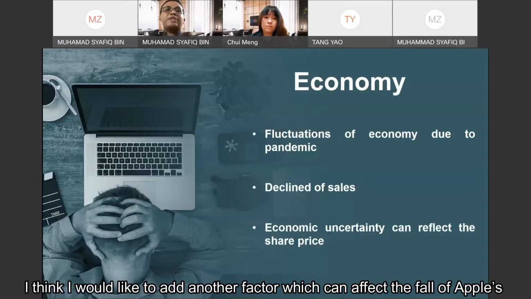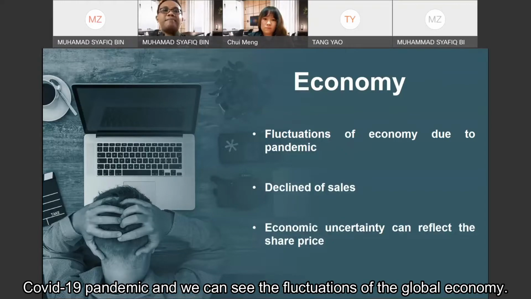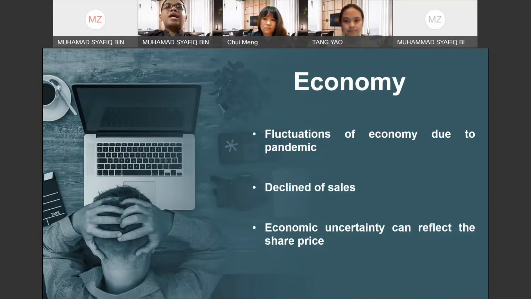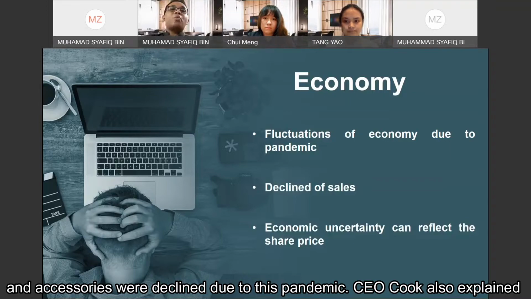I would like to add another factor which can affect the fall of Apple's share price, which is the economy. As we know, currently we are facing the COVID-19 pandemic, and we can see the fluctuation of the global economy. CFO Luca Maestri also stated in the case that the sale of Apple wearables and accessories declined due to this pandemic.